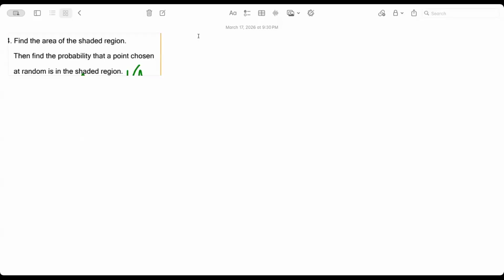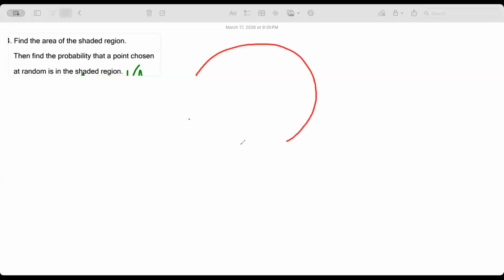This one is difficult. Let me see. How about this? This one is a little difficult. Let me see. Find the area of the shaded region. Then find the probability that a point chosen at random is in the shaded region. Okay, now let me show you what is the shaded region. That is going to be hard, right? See, this is where I'll wait and watch how you apply.